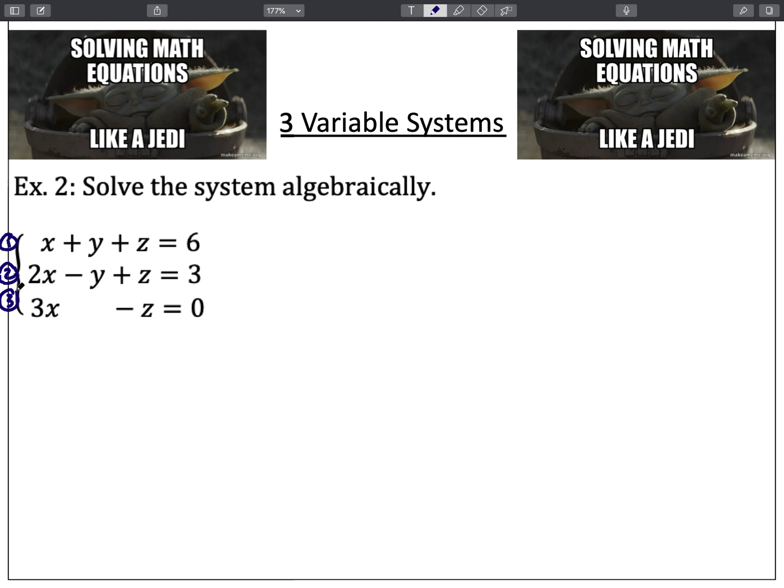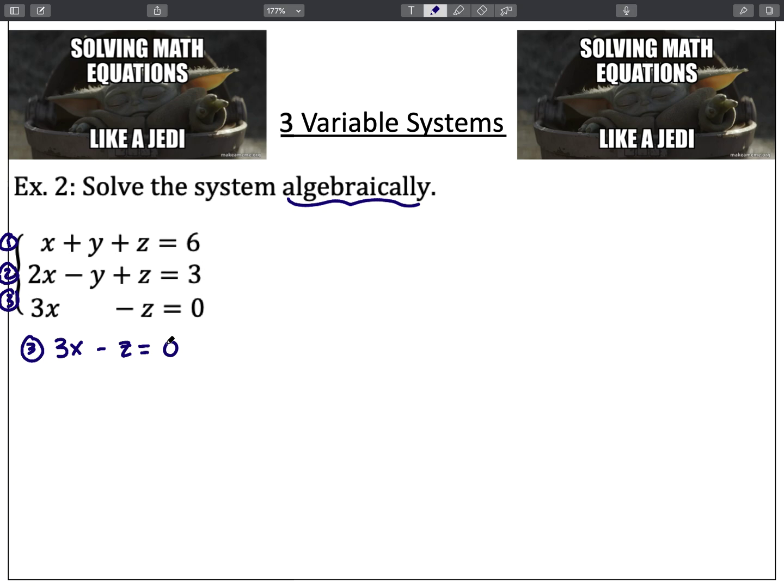The first thing that I would try to highlight, and notice it's a little bit different than example 1, is to find out which equation would be nice to start with. Again, we're doing it algebraically, so we have substitution and elimination at our disposal. The first thing that sticks out to me is equation number 3. I noticed that equation number 3 only has 2 variables, so I probably could solve for one of them pretty quickly. I would think to myself, would it be easier to solve for x, or would it be easier to solve for z? Which one would be easier to get by itself?